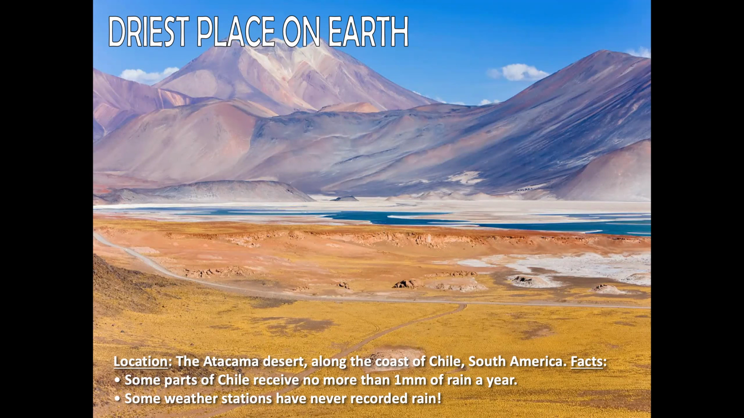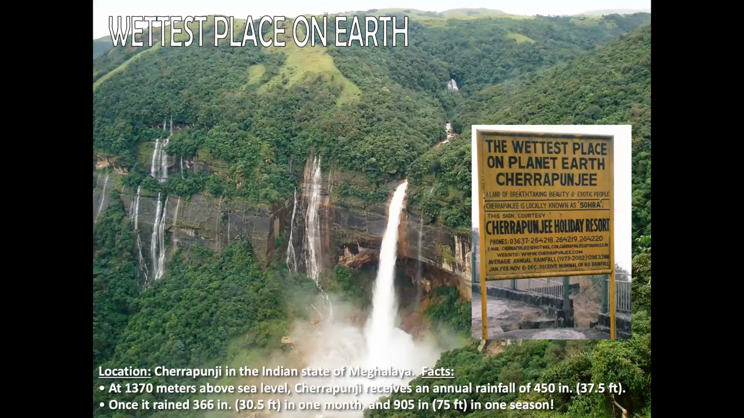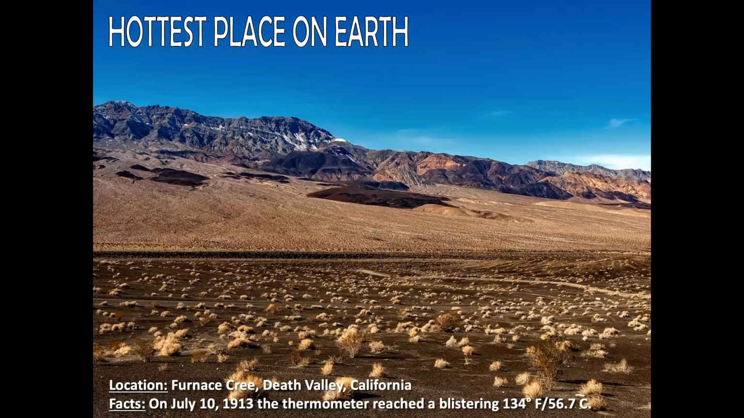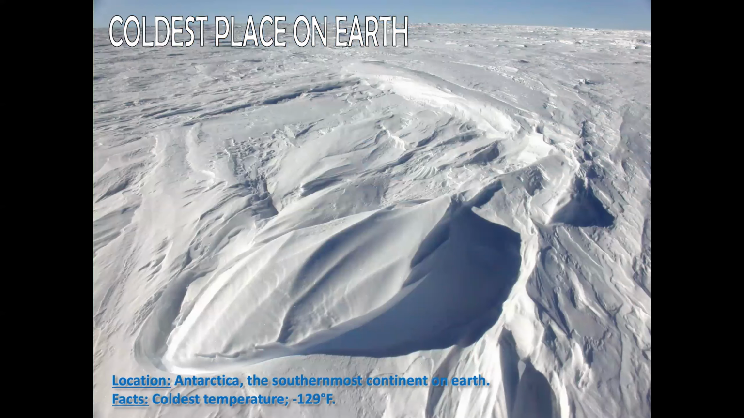Some parts of Chile have not received more than a millimeter of rain in a year, and some places have never recorded actual rainfall, at least since a station has been there. The wettest would be the state of Cherrapunji in India, lots and lots of precipitation. The hottest, officially, that would be Death Valley, over 130 degrees. The coldest, Antarctica, of course, where the temperature has dropped to minus 129. So these are climatic extremes, obviously.